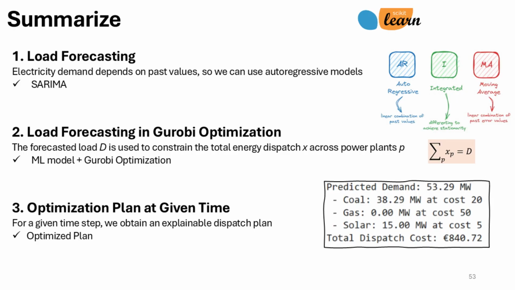Finally, we have the optimization plan at a given time. At hour 150, our model didn't just give us a number. It provided an explainable dispatch plan. We saw exactly how the optimizer prioritized our 15 megawatts of cheap solar and 38.29 megawatts of coal to meet a 53.29 megawatt demand, while completely avoiding expensive gas. This resulted in an optimal total dispatch cost of €840.72. You now have a complete end-to-end template for moving from raw synthetic data to an optimized, cost-effective energy strategy.